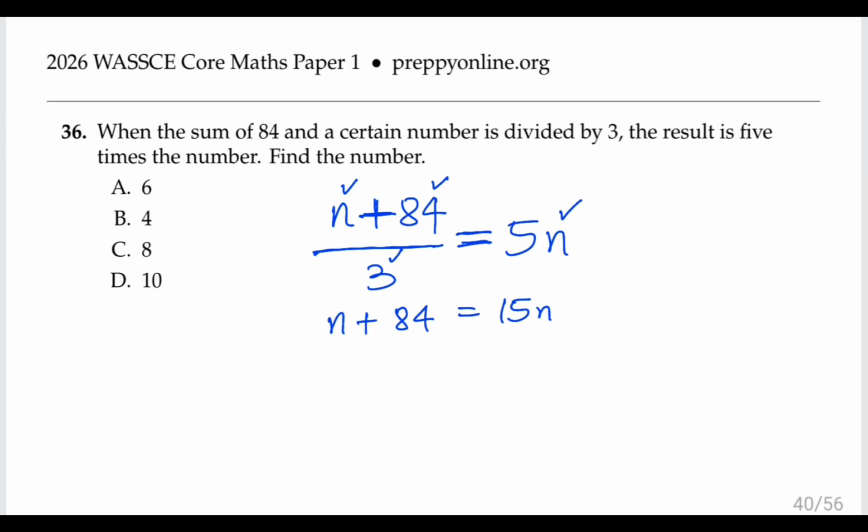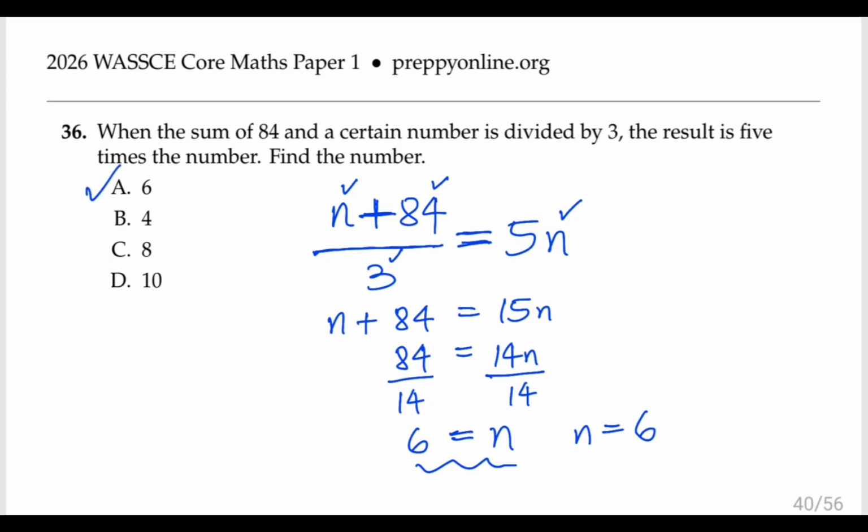We can now subtract n from both sides. We get 84 is equal to 14n. We now divide both sides by 14. And what do we get? Divide this by 14. Divide this by 14. 84 over 14 is 6. So we have 6 equals n, or n equals 6. So our answer is A.